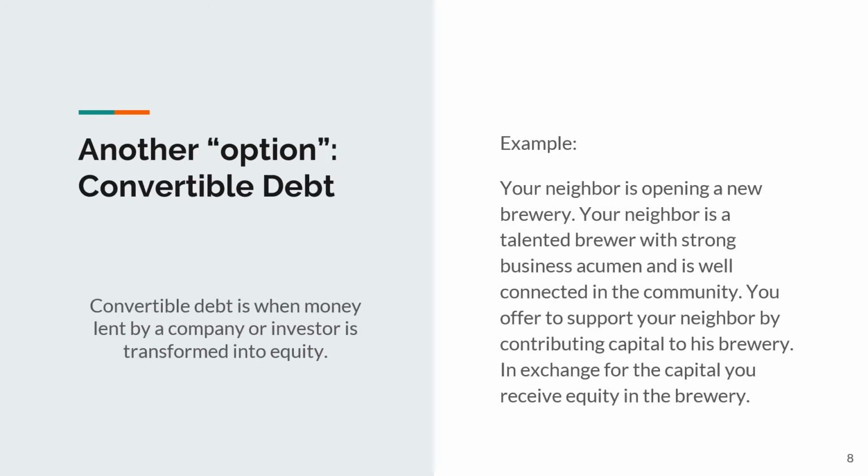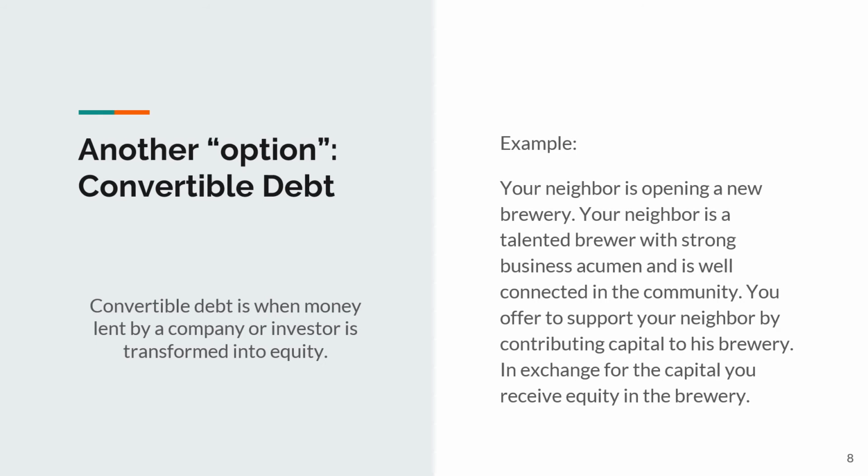Now, in addition to stocks, bonds, and real estate, another option is known as convertible debt. Convertible debt is when money lent by a company or investor to another company is transformed into equity rather than just repaying those lent funds to the lender. So let's talk through an example here.